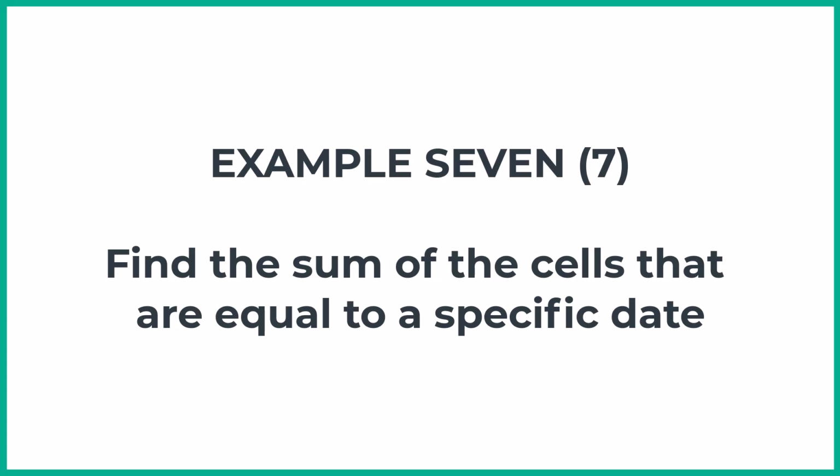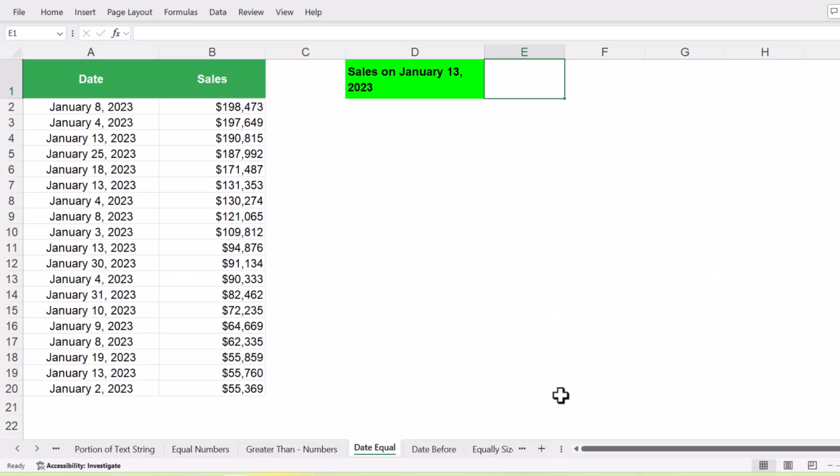Consider a data set that includes sales data for the month of January. You might have a scenario where the data is sorted by sales in descending order and features multiple entries for several dates. Let's say your task is to determine the total sales that occurred on January 13th, 2023. This requires you to sum all sales entries corresponding to this specific date.